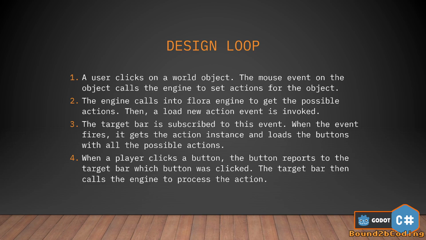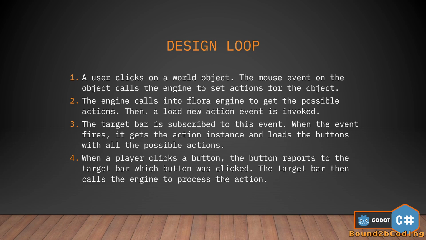So my action engine is going to call into the Flora engine to get all the possible actions for the particular object that I clicked on. And then a load new action event is going to be invoked. The target bar is subscribed to this event. It's listening for these actions to be loaded. And when the event fires, it gets the action instance and loads the buttons with all of the possible actions.